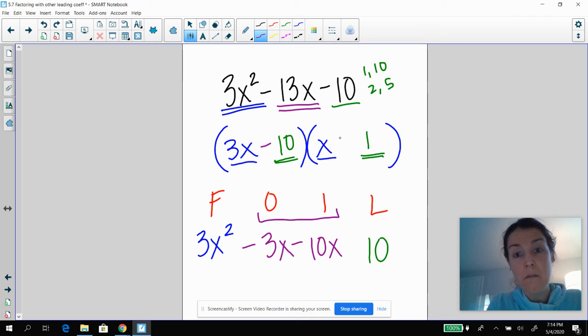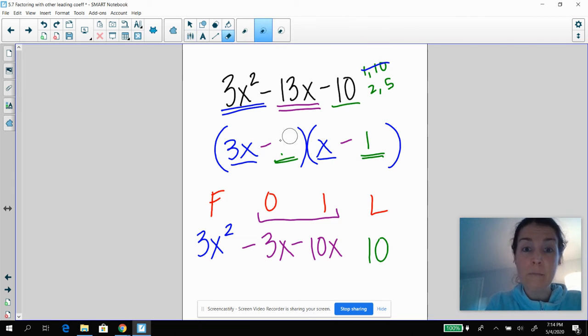So this would just be this, except you have to be careful here, because if we were to FOIL this out, I'd get my 3x and my x, 3x squared, my outer, my inner, but my last, -10 times -1, would give me a positive 10 here. And if you look up at the original problem, it's a negative 10. So 10 and 1, unfortunately, do not work for us. So back to the drawing board.